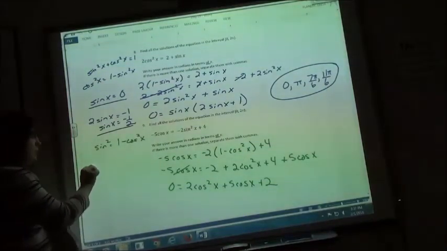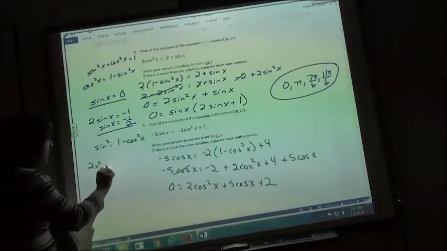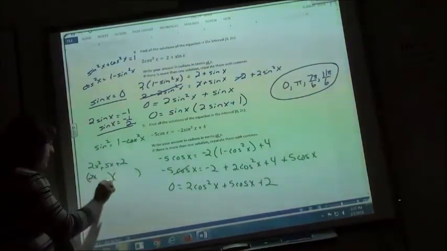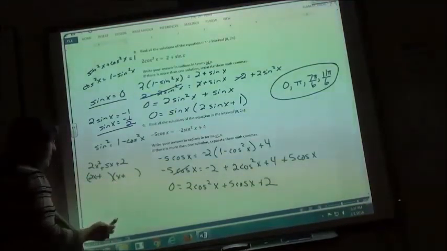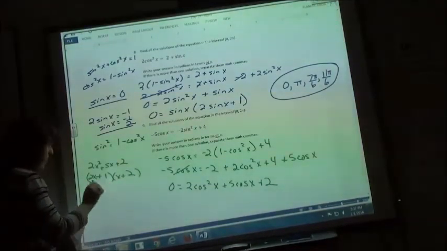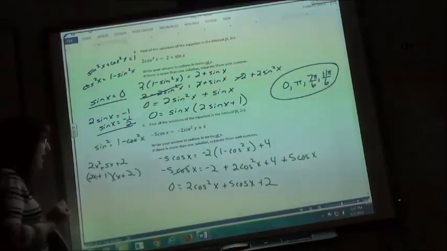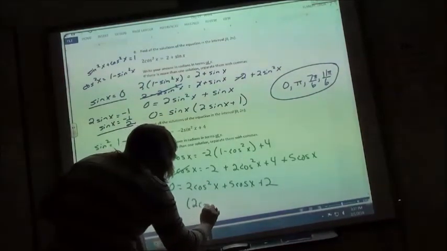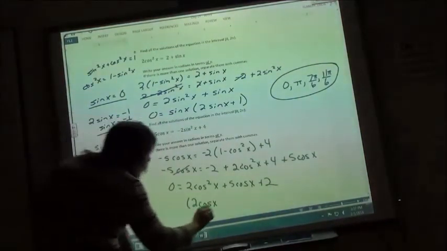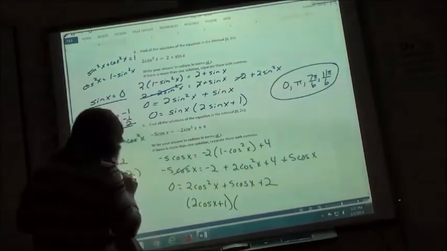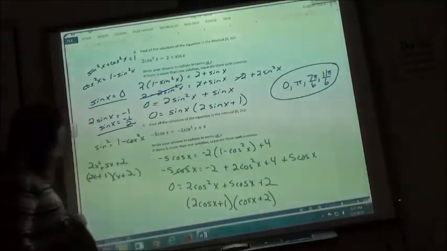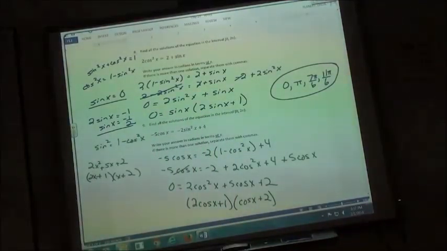So I'm thinking about factoring 2x squared plus 5x plus 2. 2x and x, a plus and a plus. And I'd have to have the 2 here and the 1 there. 4x plus 1x is 5x in the middle. So this is going to factor into 2 cosine of x plus 1 and cosine of x plus 2. Again, you could FOIL that out just to double check it, but that should be good.